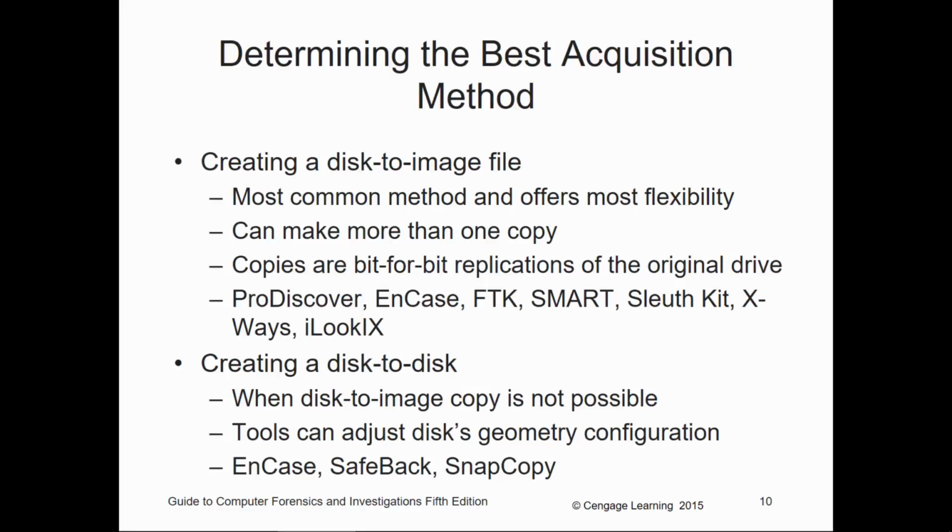The disk to disk isn't bad, it's just not always the best. So when disk to image copy is not possible, we can always go back to disk to disk. Tools can be adjusted for disk geometry configuration, the layout of the disk. And here again, we're using EnCase. You're going to notice EnCase is going to be popping up a lot, because EnCase is one of the more premier forensics type tools. It's way in depth. It covers a lot of items. It's a great tool. It's just not cheap.